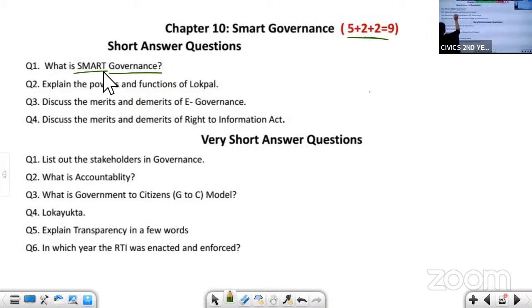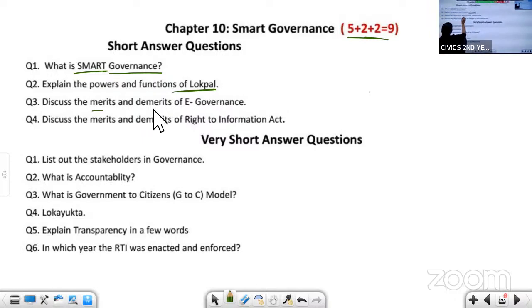Then the powers and functions of Lokpal. Yesterday we discussed what is Lokpal. Lokpal is the body which inquires into the allegations on central government employees and the ministers at the central level. So we will discuss what the functions of the Lokpal are.